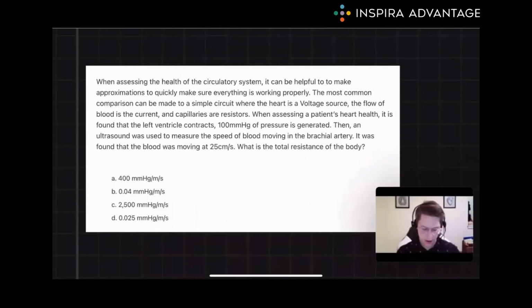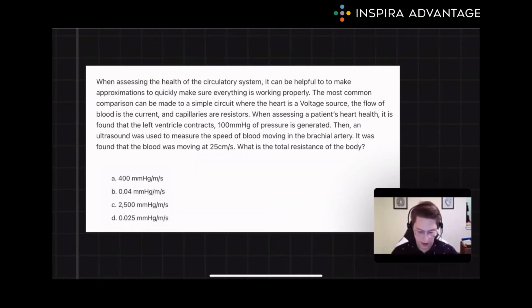When assessing the health of the circulatory system, it can be helpful to make approximations to quickly make sure everything is working properly. The most common comparison can be made to a simple circuit where the heart is a voltage source, the flow of blood is the current, and capillaries are resistors. When assessing a patient's heart health, it is found that the left ventricle contracts with 100 millimeters of mercury of pressure generated. Then, an ultrasound was used to measure the speed of blood moving in the brachial artery. It was found that the blood is moving at 25 centimeters per second. What is the total resistance of the body?